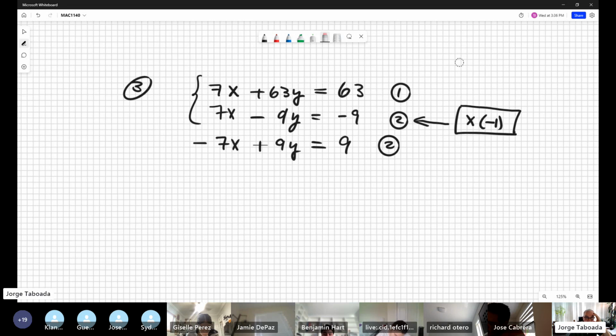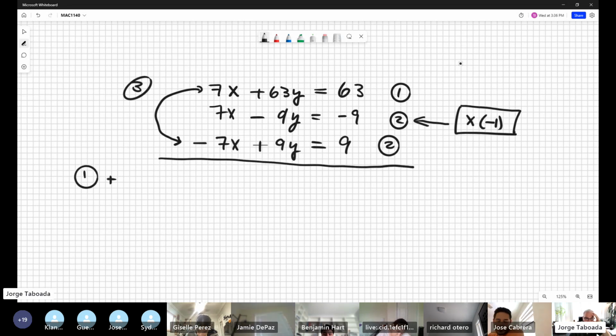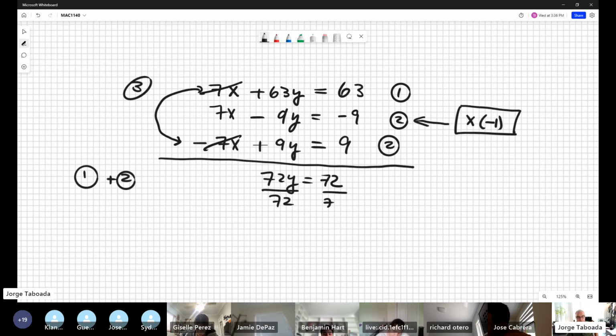And this is exactly the same as the original equation 2. However, I want to focus on this equation and this equation. Adding equation 1 plus the new equation 2, which by the way is equivalent to the original equation 2, this cancels. This was the intention. This is 72y equals 72, because it's 63 plus 9. Divided by 72 both sides, y is 1. But I need to find both x and y.